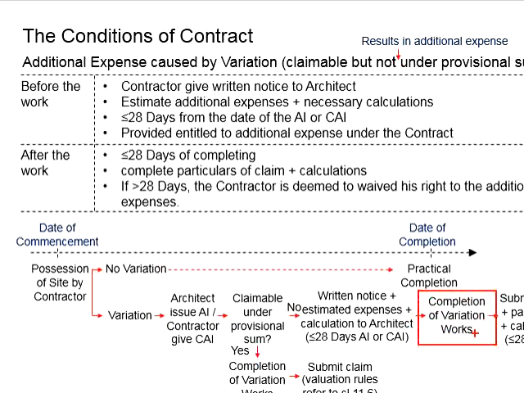After the variation works have been completed, the contractor may submit the claim plus the particulars as well as the calculations within 28 days of completion. Everything needs to be properly proven so that the contractor is entitled to the claim. This is to ensure that the employer is not being exploited or taken advantage of by the contractor.